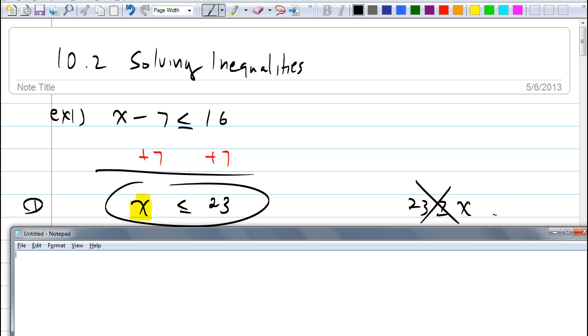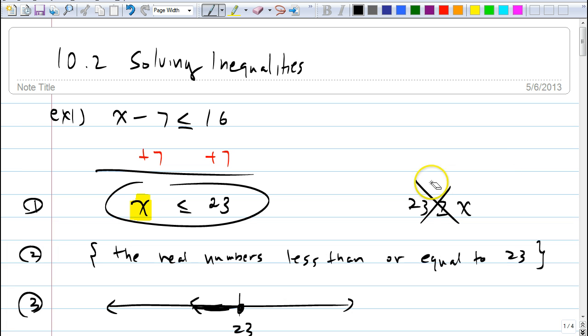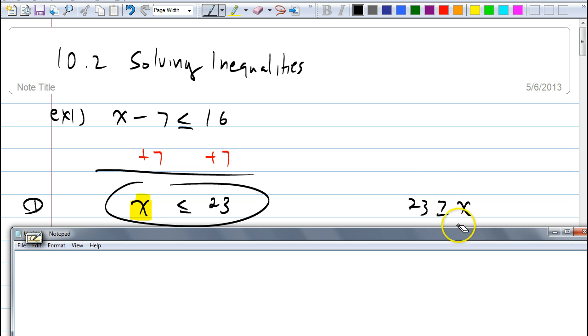No. Why not? It's not wrong to write this. It's actually the same inequality. This is actually okay, but it's not a good idea. You want to write x on the left side first. Christina? Because it's in standard form, kind of, yeah. And not only that, somebody read the one on the left side. X is less than or equal to 23.